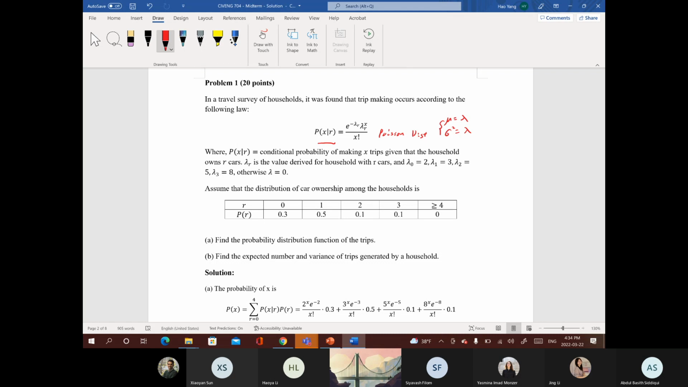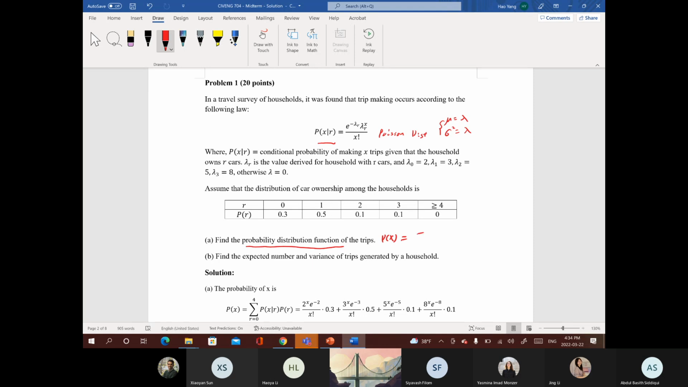If I remember correctly, yeah, that's what I remember. Now you need to write down the probability distribution of the trip. So you want to find out the probability of x. In this case, you need to recall the definition of the joint probability.